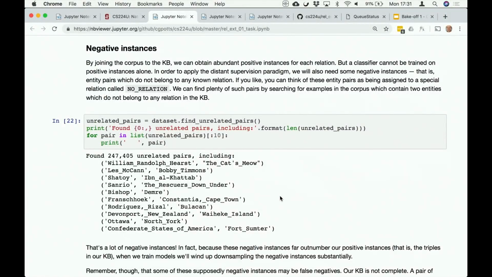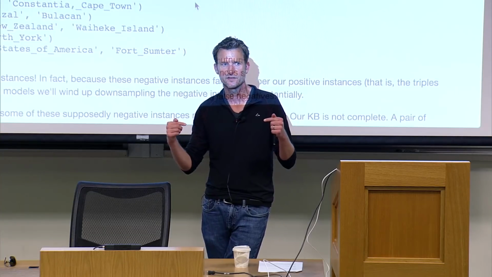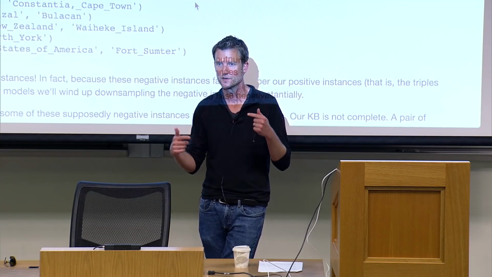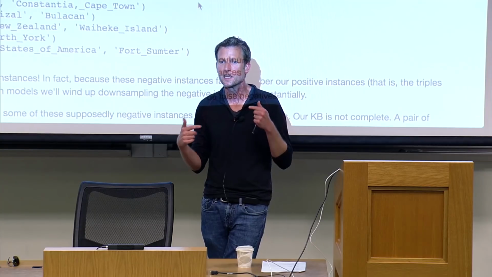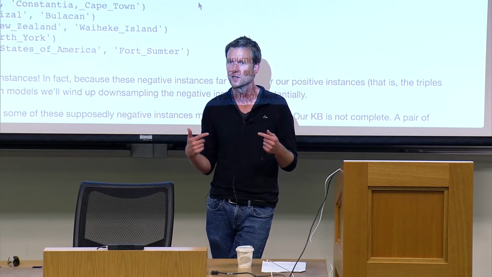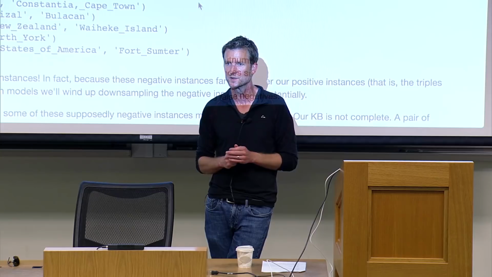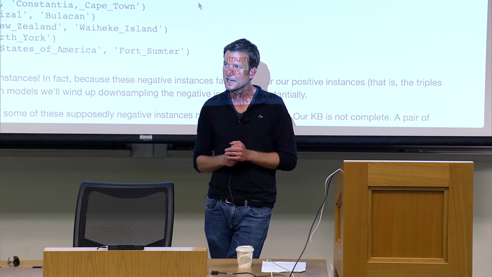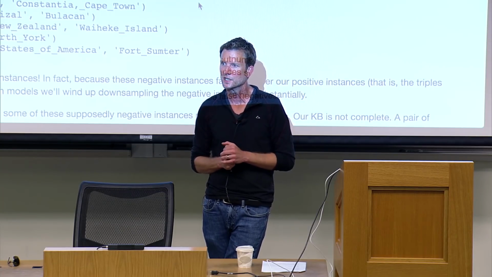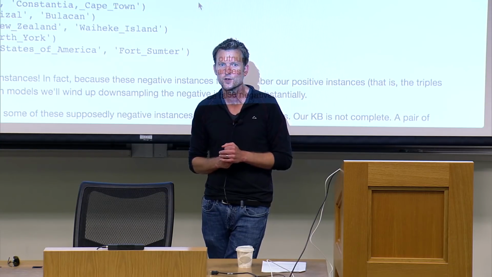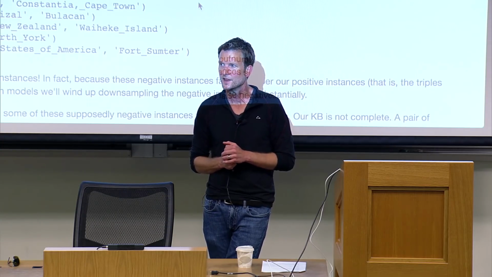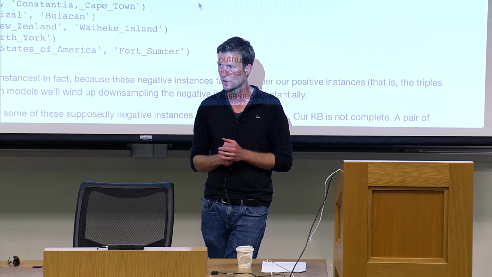There's one more thing we need to train these models, and that is negative examples. Connecting the KB triples to examples in the corpus is going to give us positive examples for training our models. But you can't train a model from positive examples alone. You need negative examples as well. So to get negative examples for each relation, we're basically going to use pairs that appear together in the corpus.